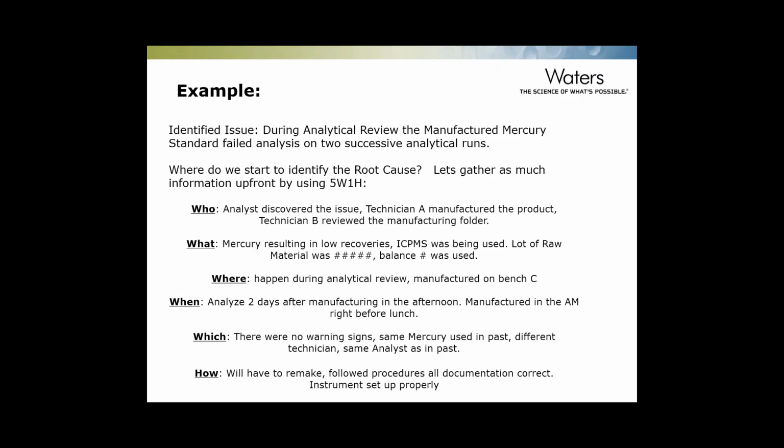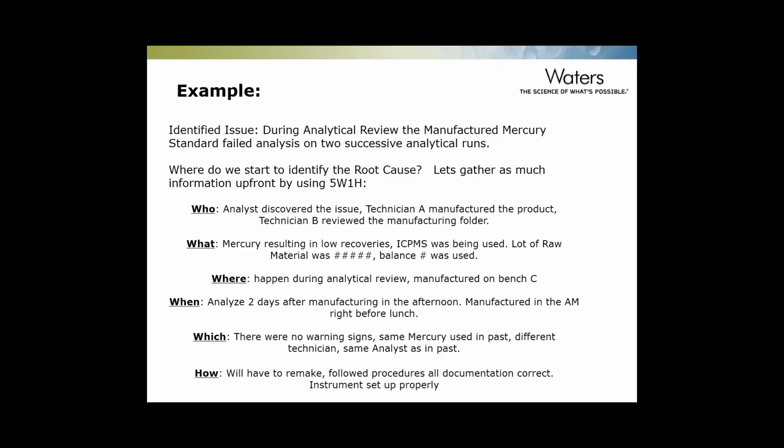Okay, so let's look at an example. All right, an issue occurs, and it's during analytical review: the manufactured mercury standard failed analysis on 2 successive analytical runs. All right, so where do we start? We've made and manufactured a product, and we're not getting the concentration levels that we made the product to. We're not analytically able to verify it, so there's obviously something wrong. So, how do we get started? How do we solve this problem of understanding what caused this?